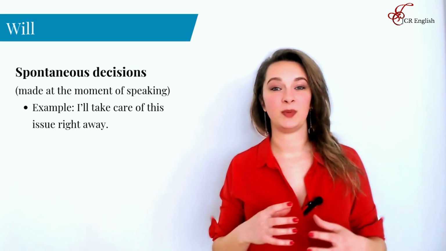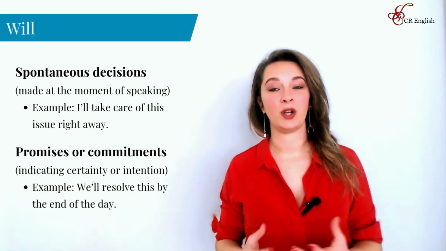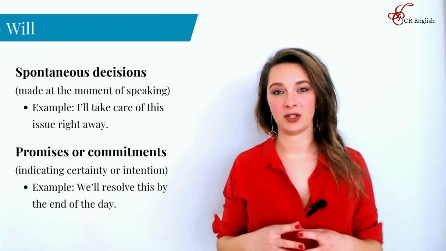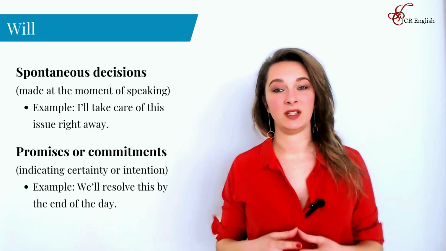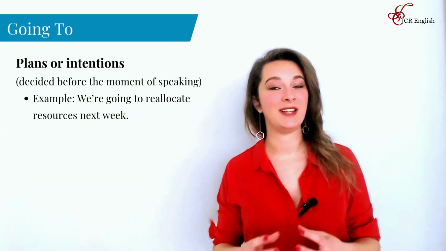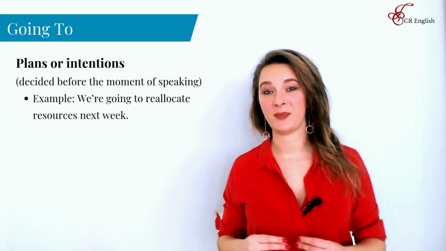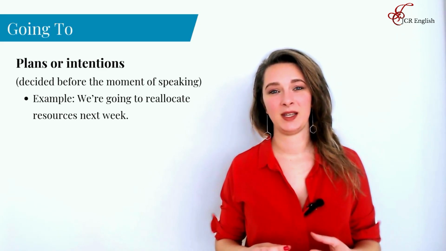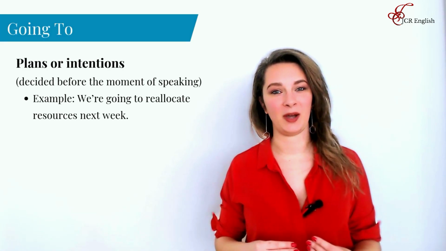So this is something we spontaneously decide to do. We also use it for promises or commitments when we want to indicate that there is a certainty or intention related to something we want to do. For example, we'll resolve this by the end of the day. Then going to is used for talking about plans or intentions, but only those that are decided before the moment of speaking. For example, we're going to reallocate resources next week. So this means we made a decision to do this before we started talking about it.